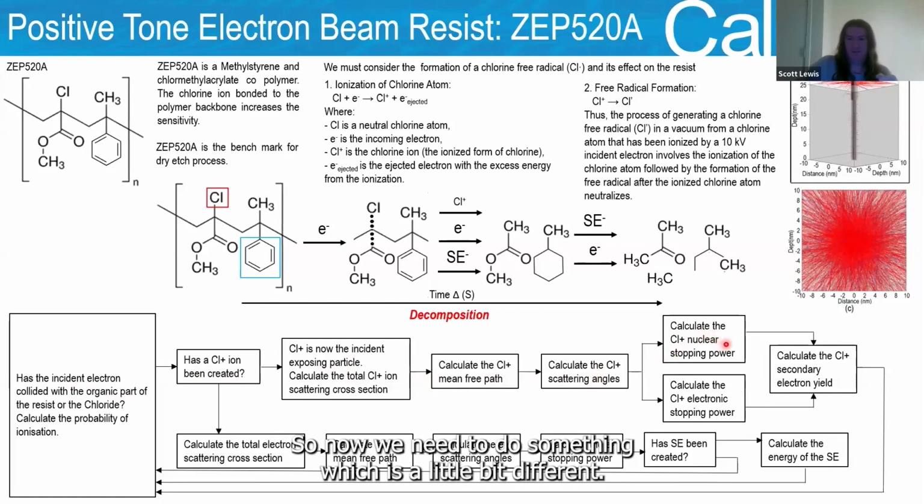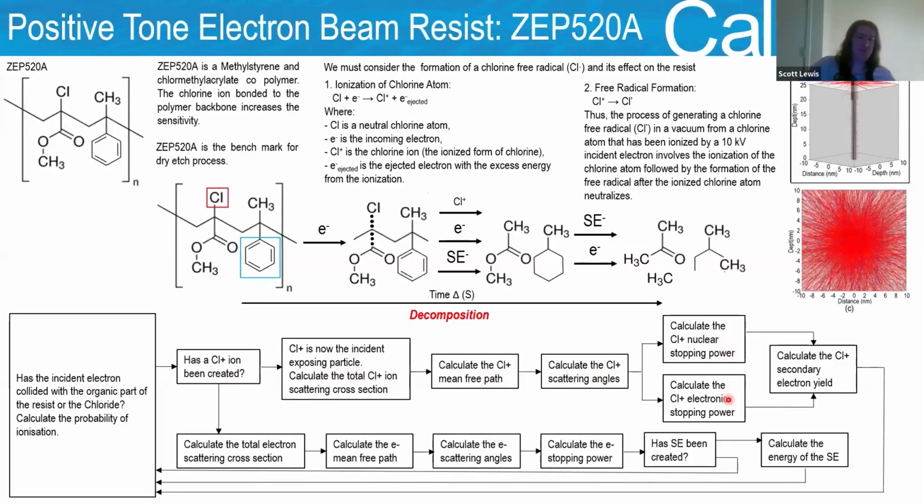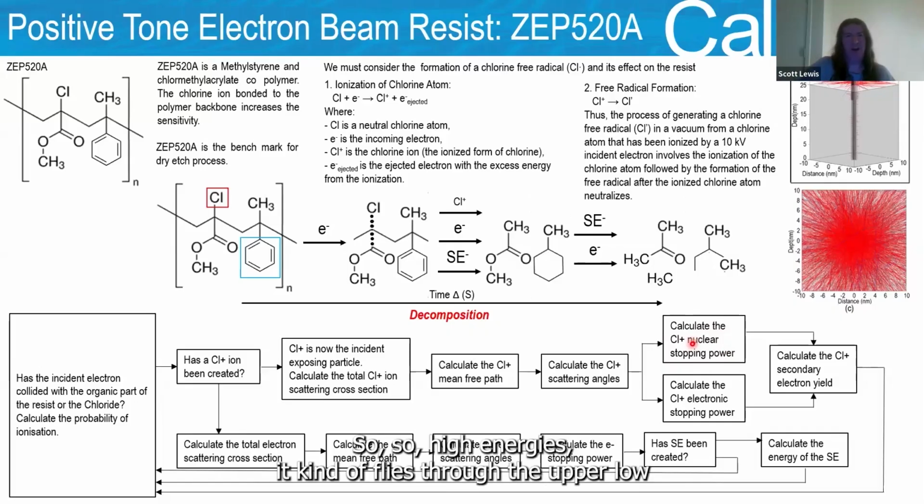So now we need to do something which is a little bit different. We need to find the stopping powers. We know how to do the electronic one. We've done that. But because it's got mass, it's got a nucleus, we need to understand the nuclear stopping power. This becomes dominant in certain energy regimes. At high energies, it kind of flies through that, but at low energies, it becomes more prevalent. And then that becomes a huge knob to turn, which is fantastic for what we do.